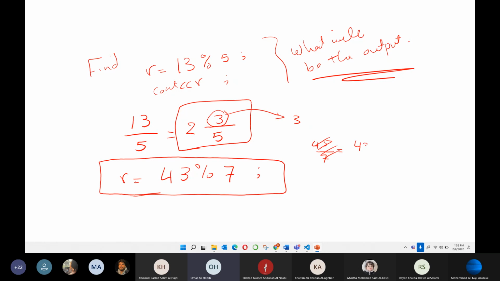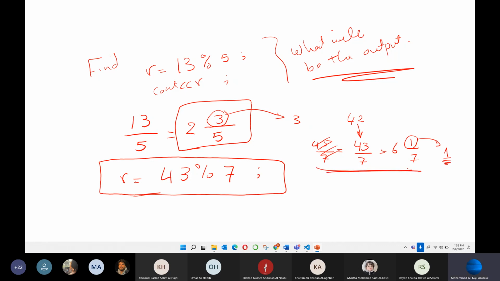43 divided by 7. The nearest number to 43 which is divisible by 7 is what? 42. 42, right? 7 times 6 is 42, so it's 6 and 1 over 7. Exactly. There's 1. So the answer is 1, very good.